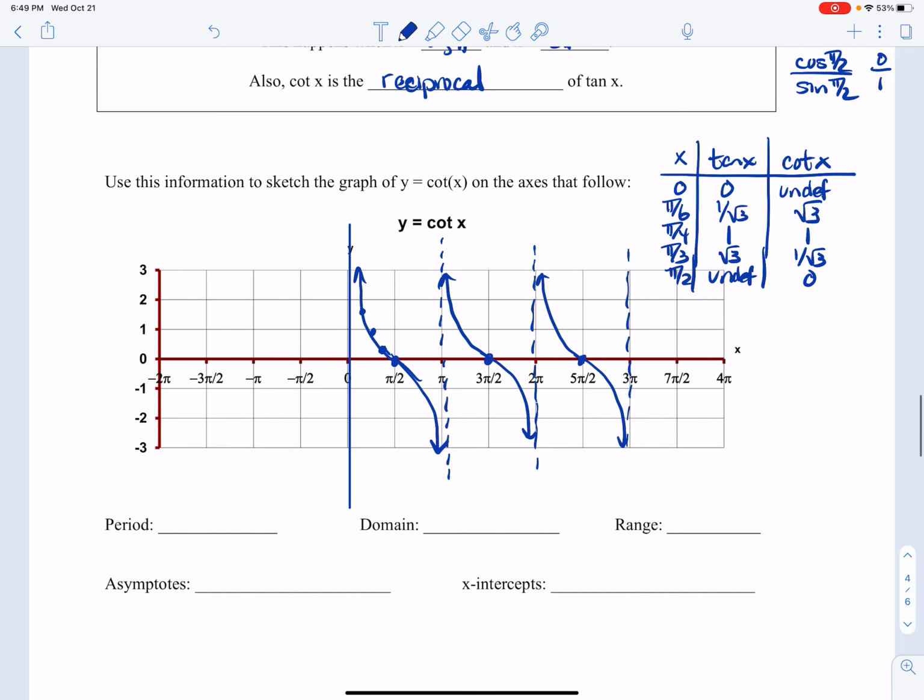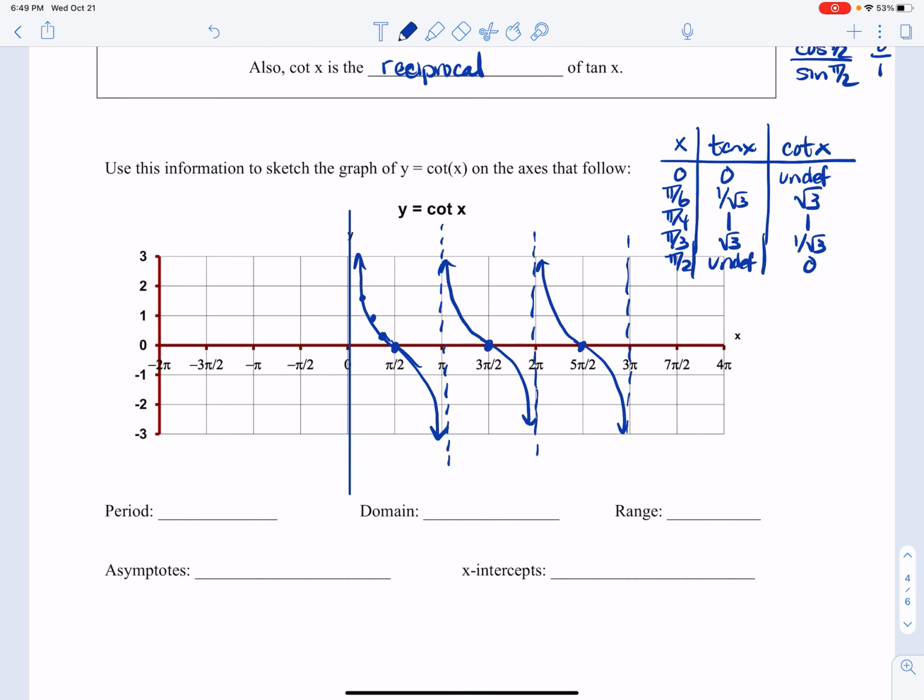Now let's look at all the important stuff. So the period of this graph is pi, and that is to say that if we're cotangent of bx, it would still be pi over b. The domain is all reals except, well, what do we have here? We have asymptotes at every pi. So it means x not equal to k pi, and I'm just going to leave it at that. The range is still all real numbers, which we call negative infinity to infinity.